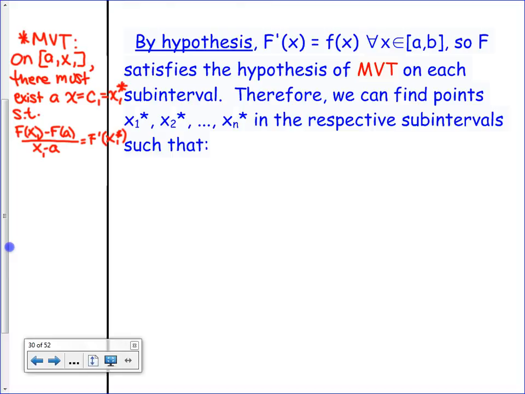Now hold on, wait a minute. What is the antiderivative prime? The antiderivative prime is the derivative, and the derivative is the integrand, and the integrand is f. So then I can say, just by a quick substitution, this implies f of x sub 1 minus f of a all over x sub 1 minus a is equal to some special f of x sub 1 star. Now usually this is okay, kind of exciting.